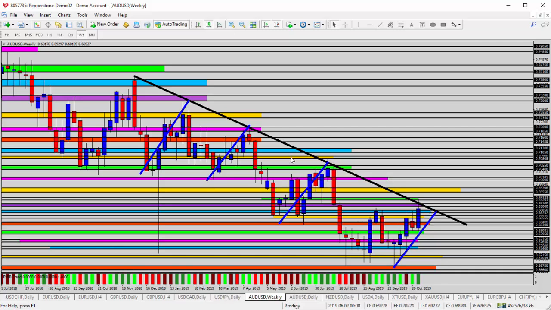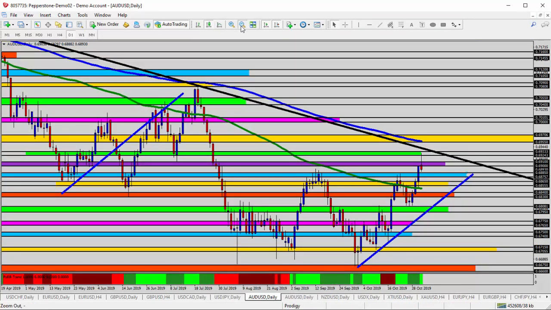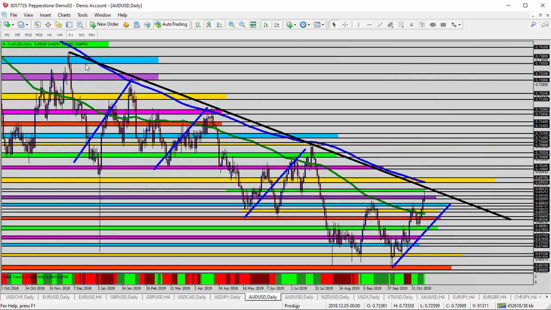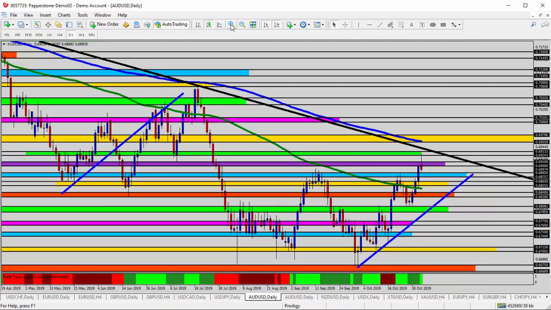So now that we've seen that on the weekly time frame, let's take it down to the daily. As we get down here to the daily, you can see there's that same black trend line on the daily zoomed out. You can see multiple challenges of that black trend line on the way down. And here we are once again challenging it today. Let's go ahead and zoom in a little bit.